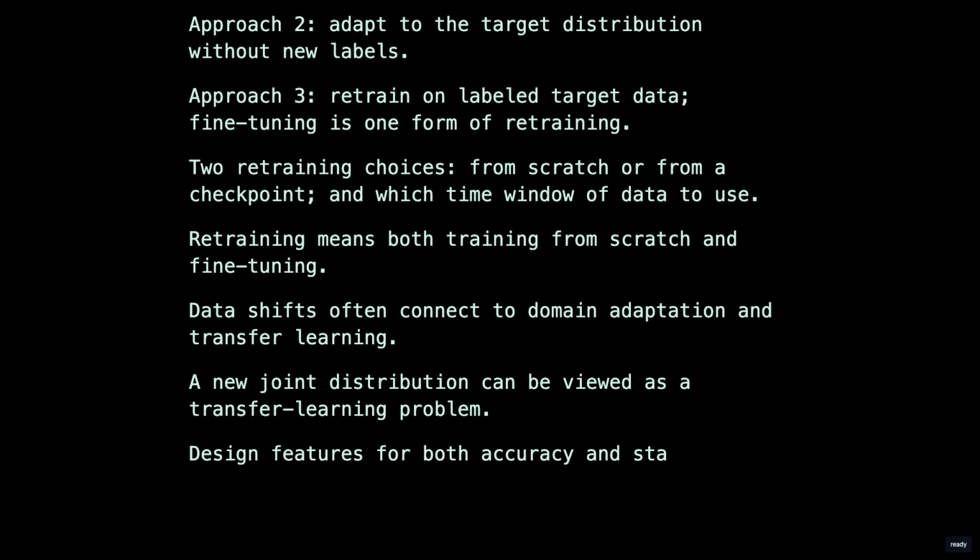Good systems do not just react to drift after it happens. They can be designed to withstand it better. A feature may be highly predictive, but change quickly. So in practice, you often trade a little accuracy for a feature that stays useful longer and does not force constant retraining.